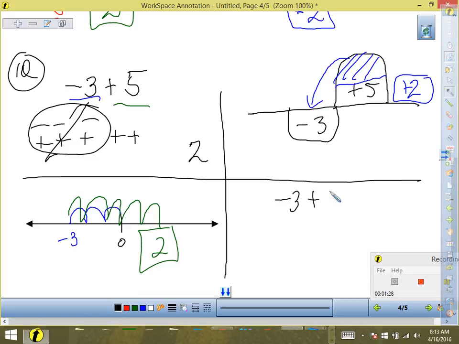Negative 3 plus 5. Absolute value of negative 3 is 3. Absolute value of 5 is 5. They're not the same sign, so we subtract. That's 2. Which is the greatest one? The 5. What was the sign? Positive, and that's what we end up with. Okay? All right. Move on.